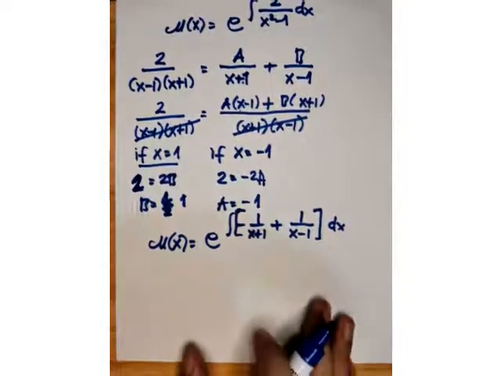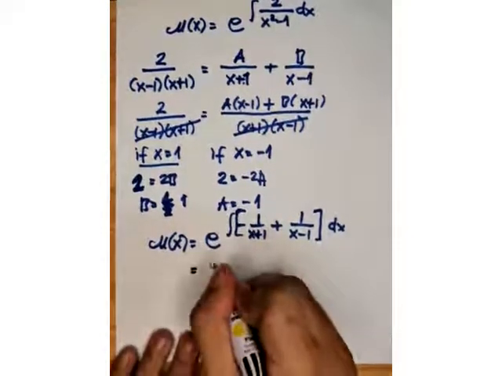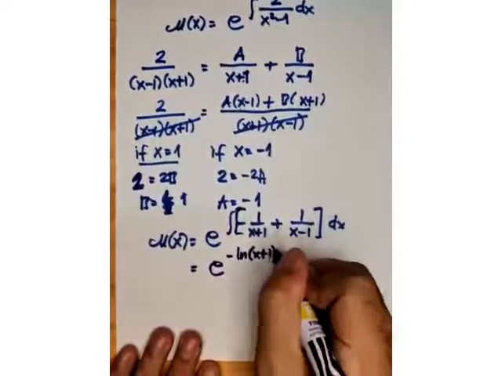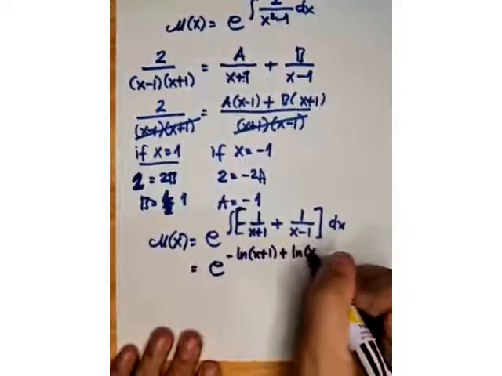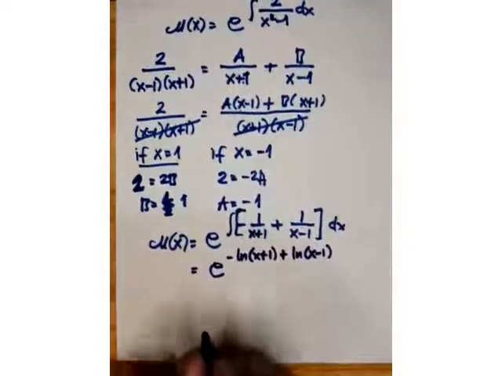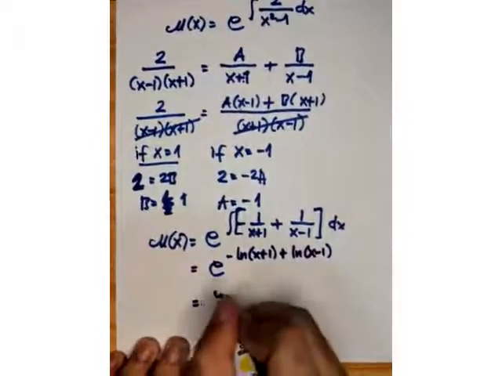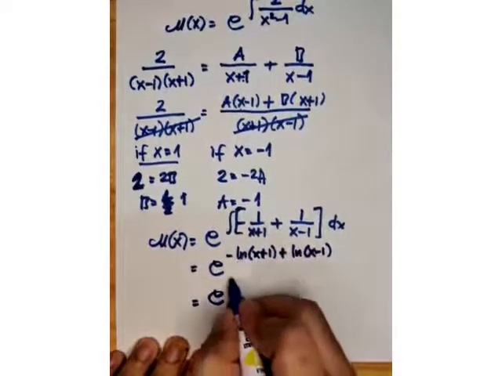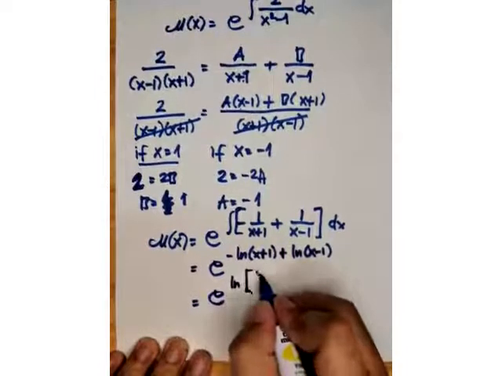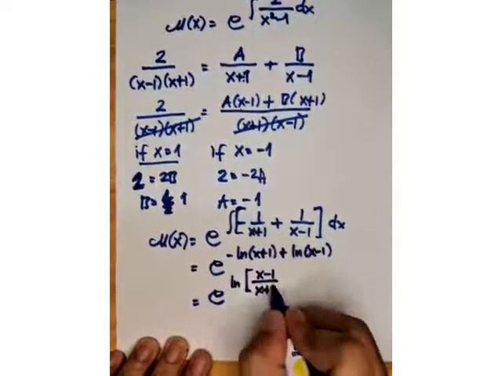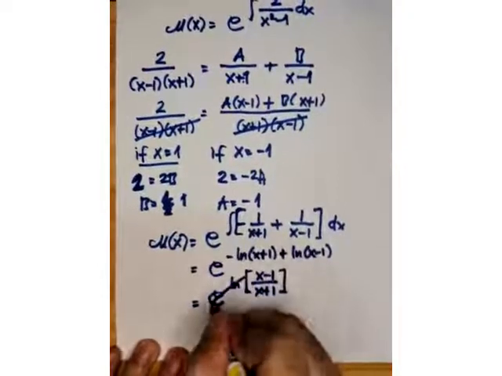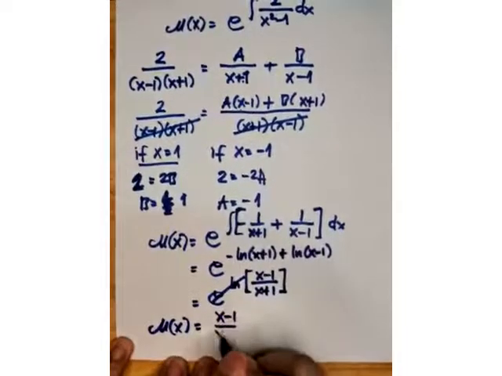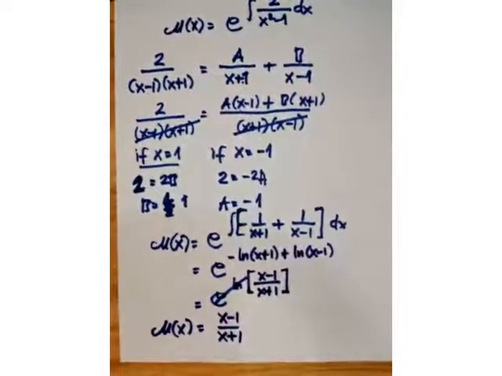Okay, so that's equal to e raised to, integral nito ay negative ln of x plus 1 plus ln of x minus 1. So let's simplify the ln. So that is e raised to, ito niyan ay magiging, since positive yon minus yon, so that is ln of x minus 1 over x plus 1. Cancel that. So our integrating factor is equal to x minus 1 over x plus 1.